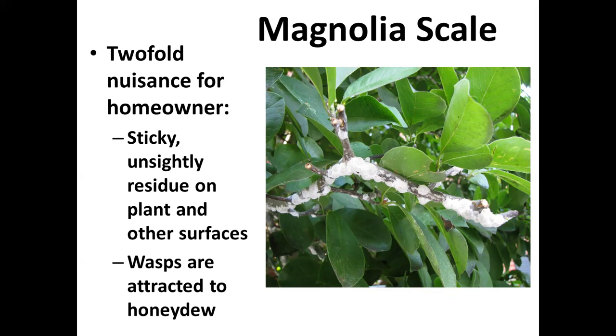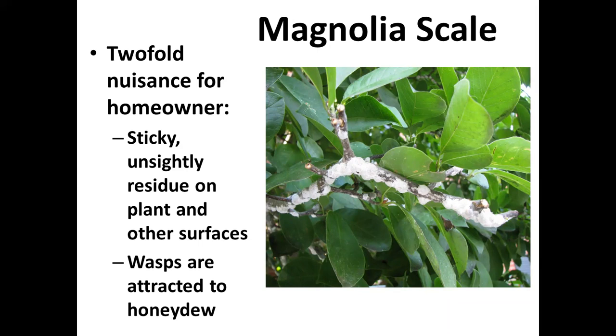And then a little later on in the season, hornets and wasps start coming after it, because anything that's sweet or sugary will attract them. And that's often what ends up getting people's attention, is they all of a sudden have this hornet interest in their tree. And a lot of times the magnolia is planted right by the front door, so they've got the hornets coming into the house, and no one likes that either.